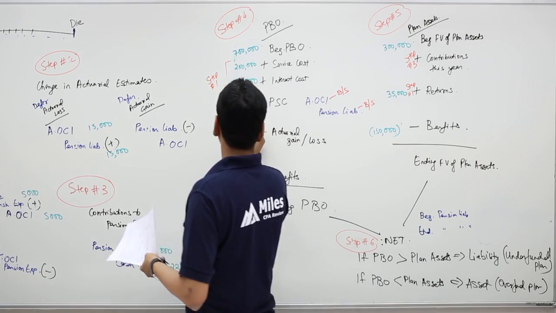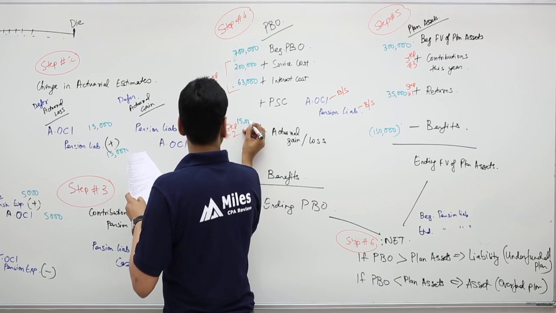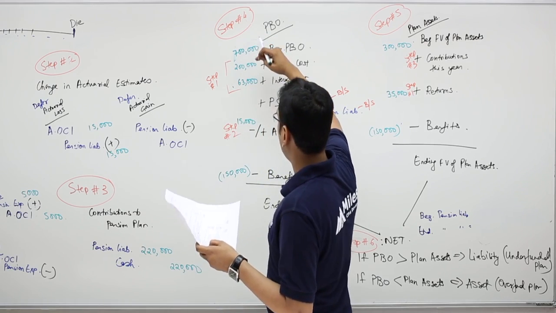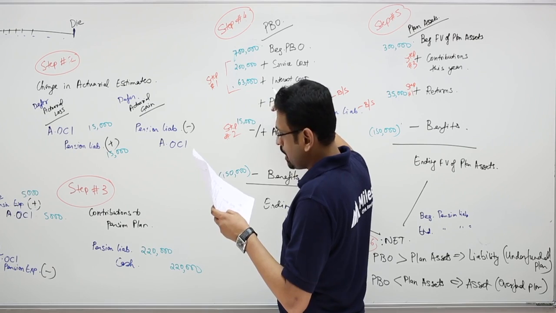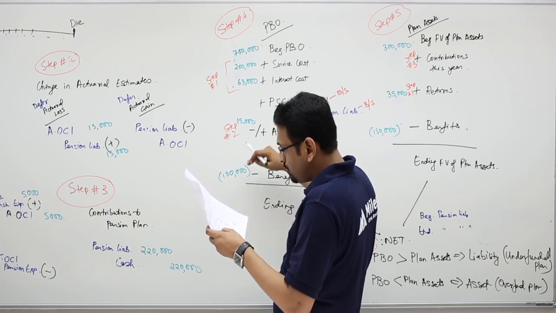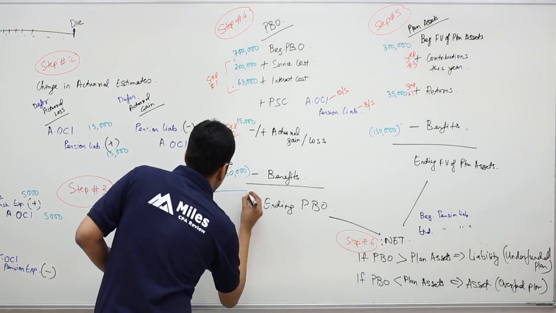Now, this is $15,000. So now 700 plus 200, 963 plus 15 gives us 978 minus 150 gives us 828 ending PBO.